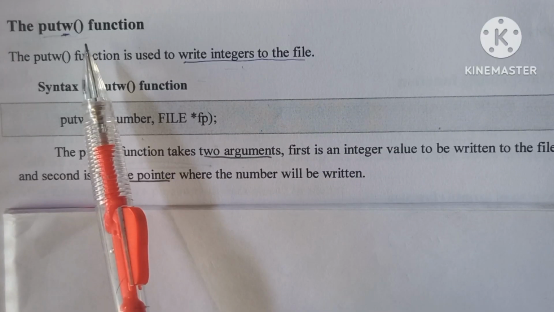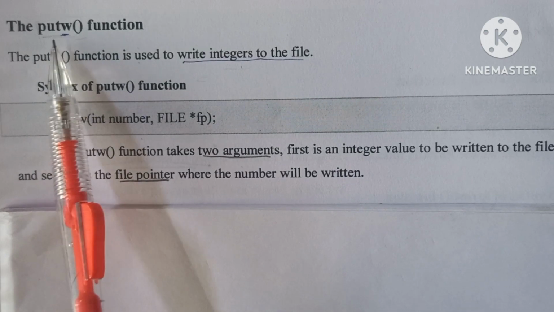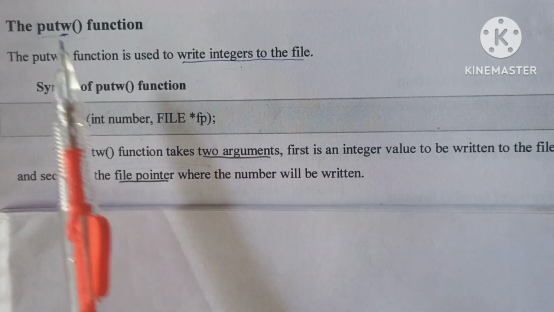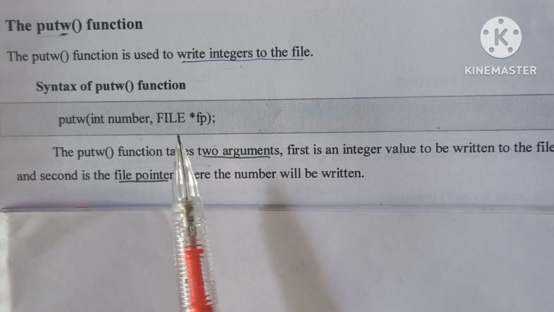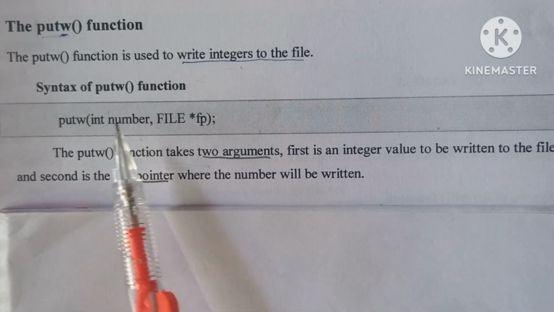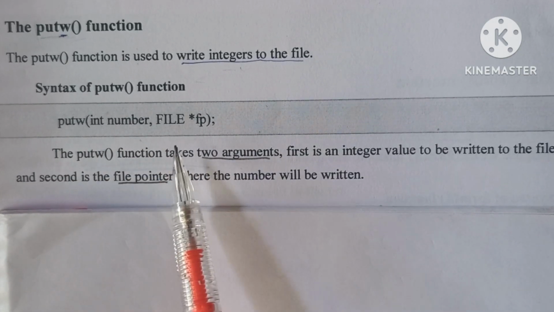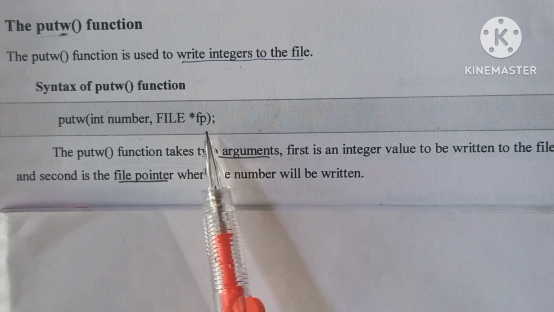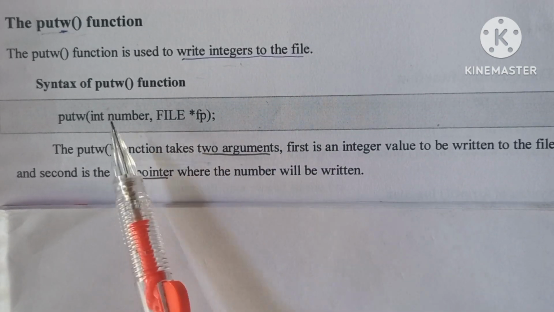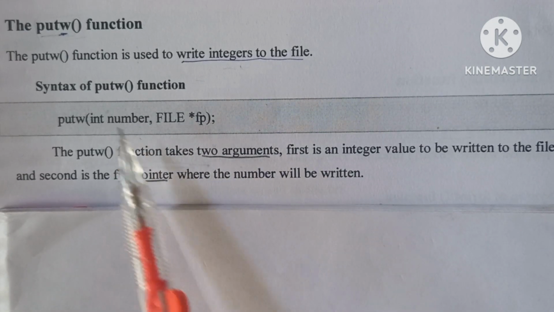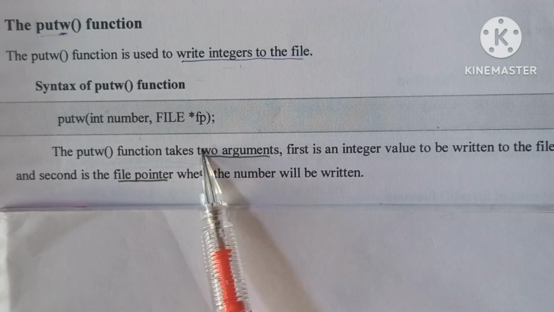We are going to see how to write an integer into the file by using the putw function. The putw function we use to write an integer into the file. The syntax for the putw function is putw, int number, comma, file pointer, with two arguments: the integer which we want to write into the file and the file pointer.